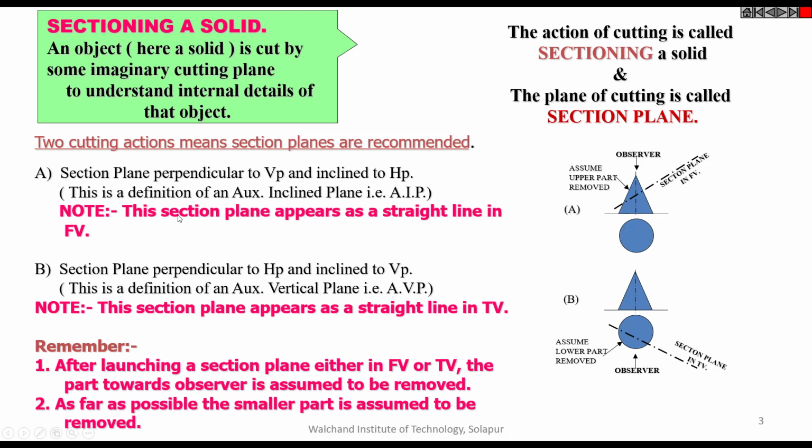Here I mentioned that this section plane appears as a straight line in the front view, and here this section plane appears as a straight line in the top view. But these are not lines only, these are actually rectangular planes cutting the object.